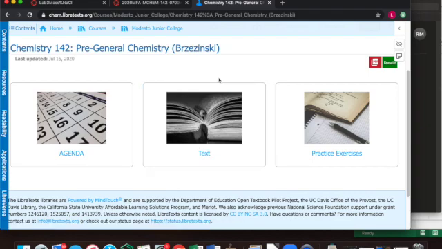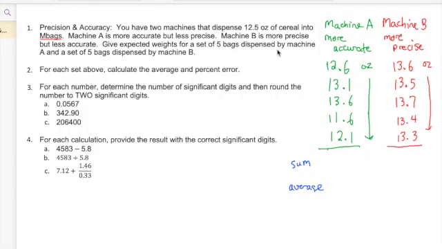I know a lot of people had issues with that, so I want to include a little explanation in case your group was not able to help you understand those problems. It really is important to understand them before we move on. So we have 2 machines that are supposed to dispense 12.5 ounces of cereal into bags. And we have a more accurate machine that's less precise and a more precise machine that's less accurate.